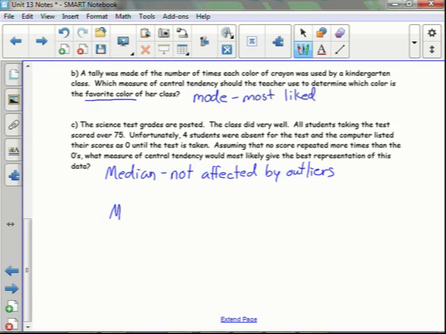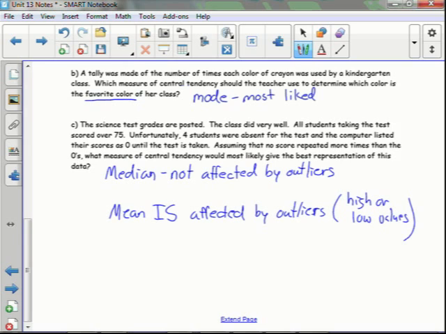So let's just write this down. The mean is affected by outliers. And when we say outliers, we're talking about very high or low values.